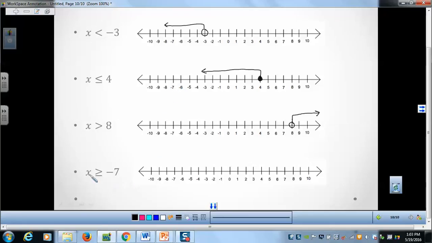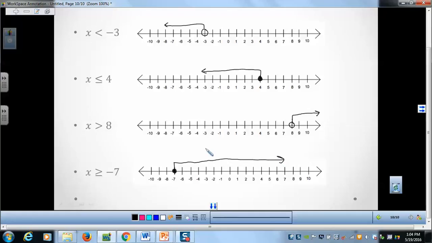All right, so our final example on the slide, x is greater than or equal to -7. Would give us a solid dot on -7. And then once again, all the numbers that are greater than -7 would be to the right. So I'm just going to draw my arrow. This one's a little bit better than that last one. All right, to the right-hand side.